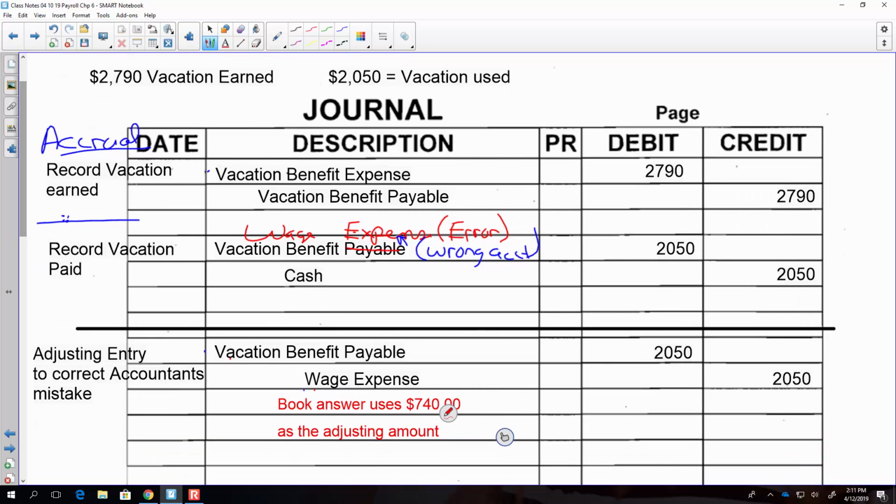So to start with, we have our accrual, right? That's fine. We've debited the expense. We've credited the payable for the accrued amount, $27.90. The book tells us that number. But then when they went to pay the employees for vacation sometime in the future, instead of using the vacation benefits payable account, they incorrectly used the wage expense. That's the error. So what's the correction then?